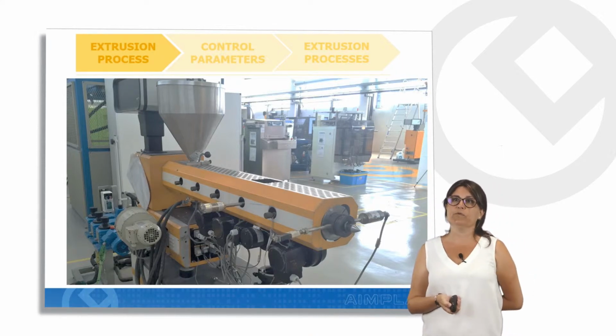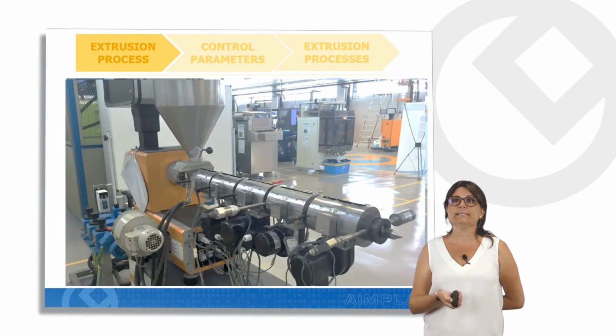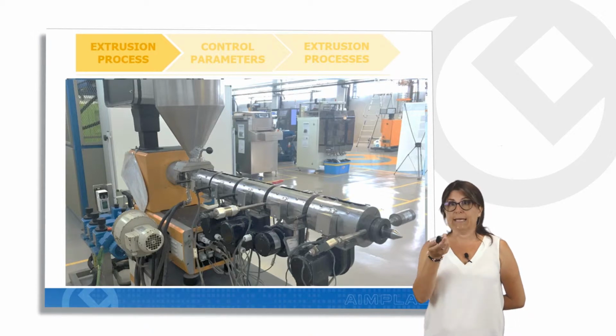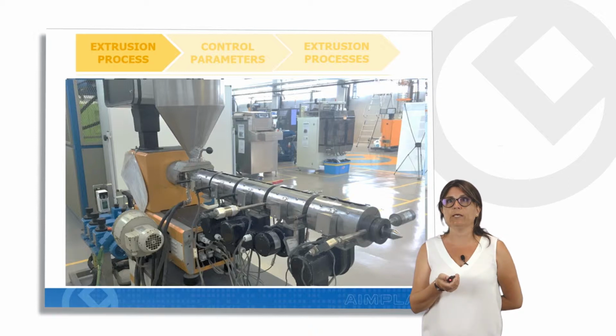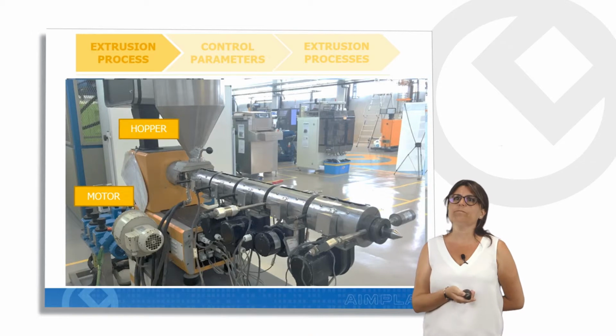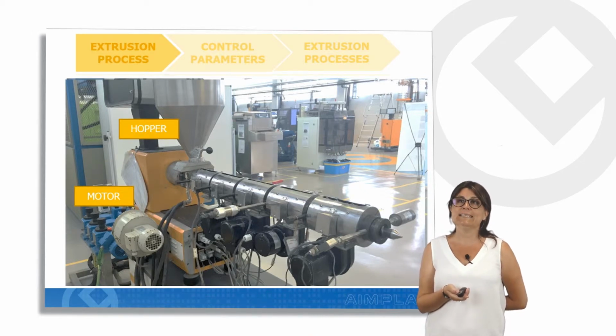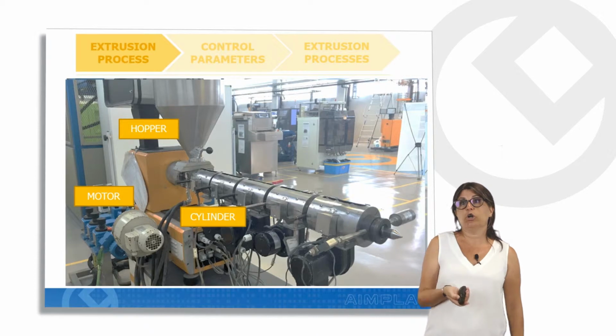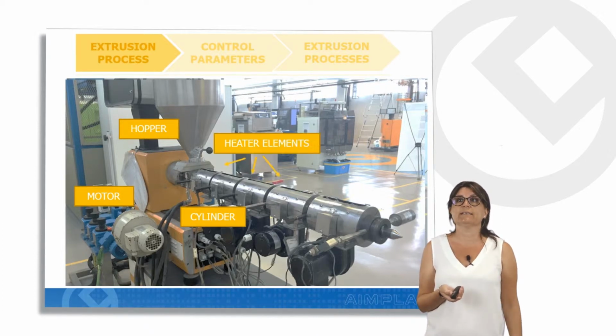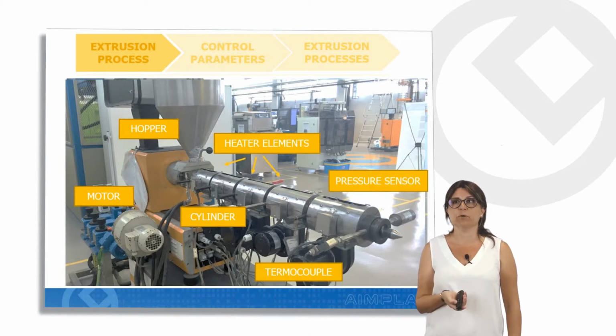If we remove the protective parts, it's easier to see the different functional parts. The equipment has a motor, a hopper to feed the plastic material, a metal cylinder called barrel with different heater elements, and at the end sensors, pressure sensor and thermocouples. Inside of the barrel we can find the screw.